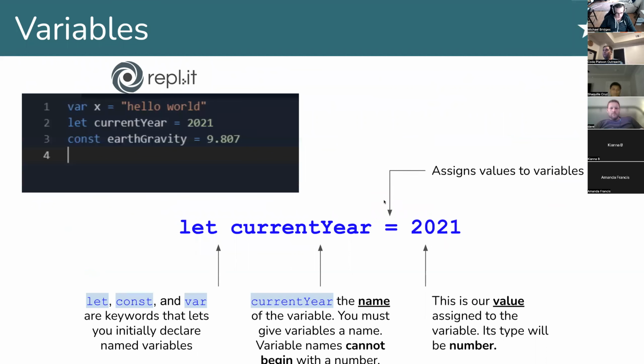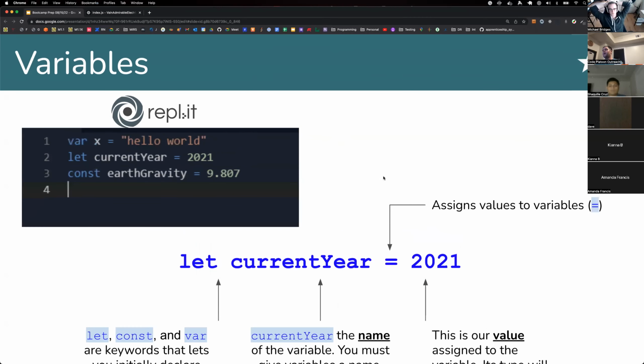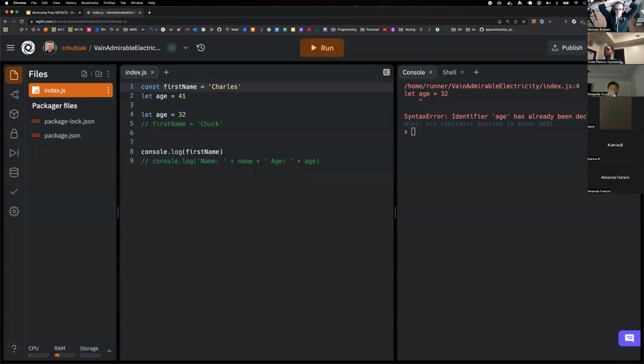Okay, so again, talking about replit, that's what we were just looking at here. So let, const, and var are keywords that let you initially declare named variables, right? So this is one line of code, but this is actually 2 different actions, right? So this is instantiating my variable. This is assigning it a value, because the same thing, I could do this as well. Right, so I've instantiated first name, and I have not assigned it a value, right?